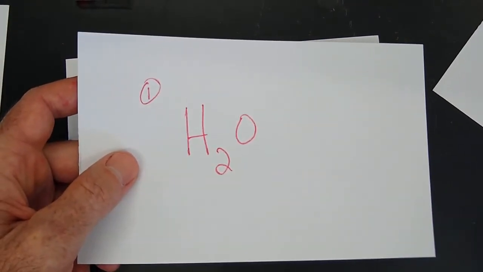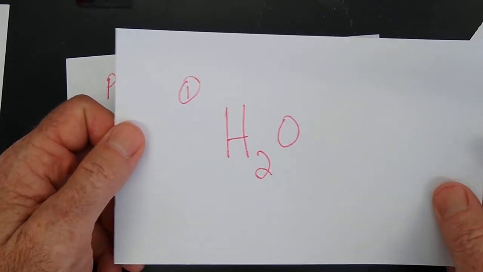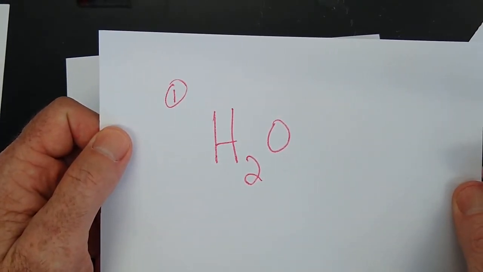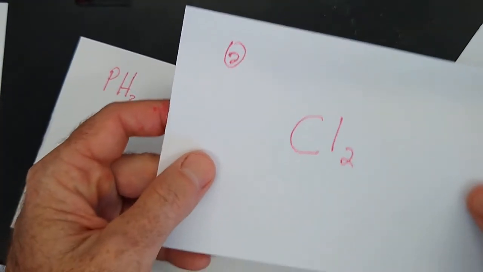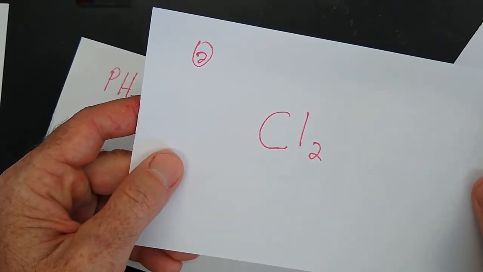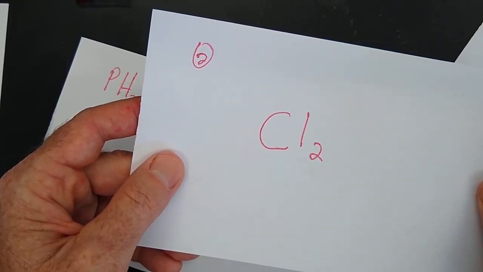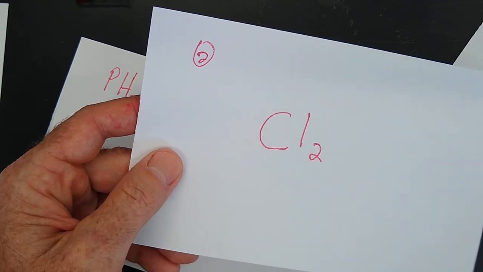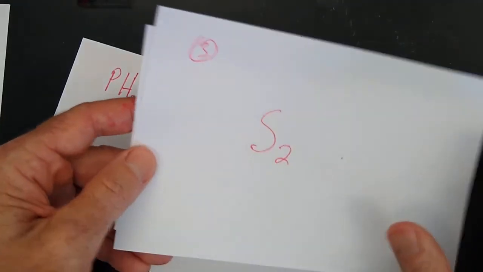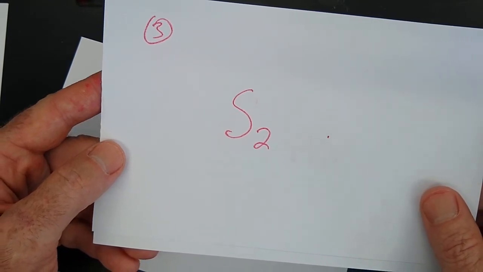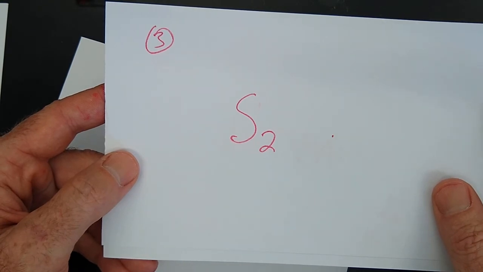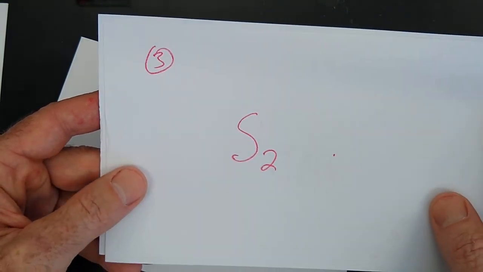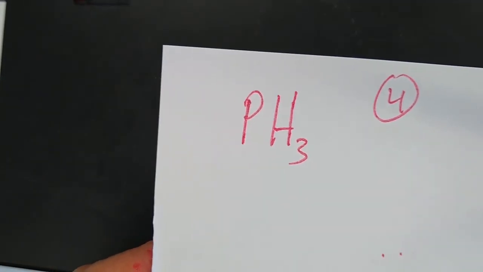So number 1 is water. Draw and label this completely with all the unbound pairs and label each bond as sigma or pi. Number 2 is chlorine. Label everything, put your unbound pairs on there, label the bond as sigma or pi. Number 3 is S2. So label the bonds as sigma or pi and put all your unbound pairs on there.